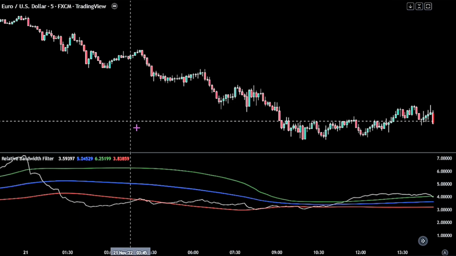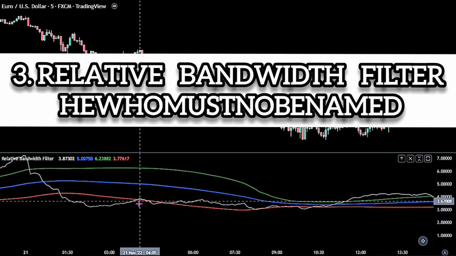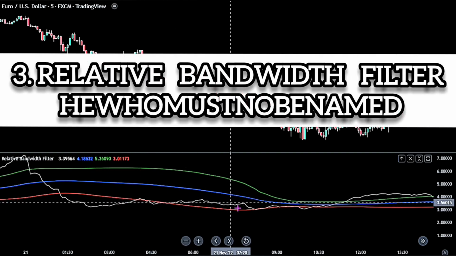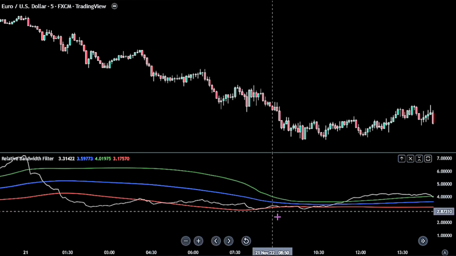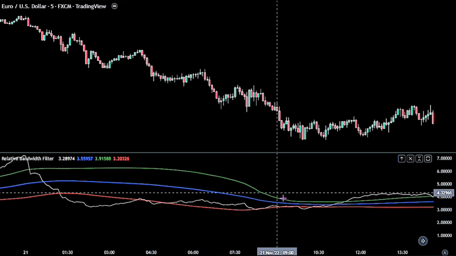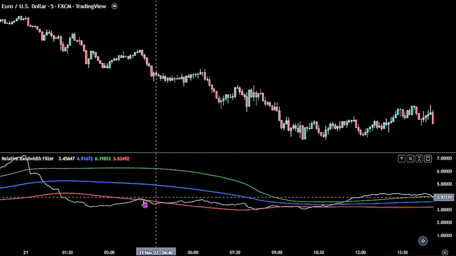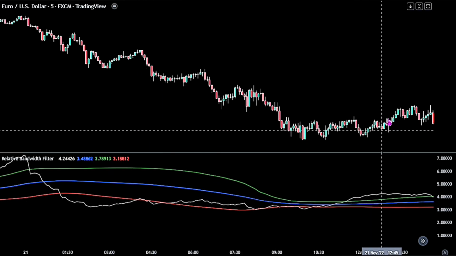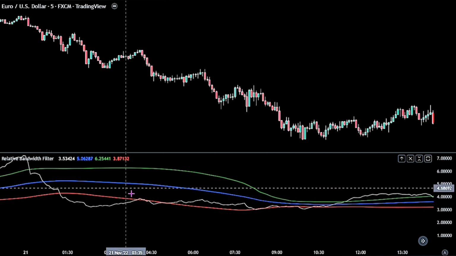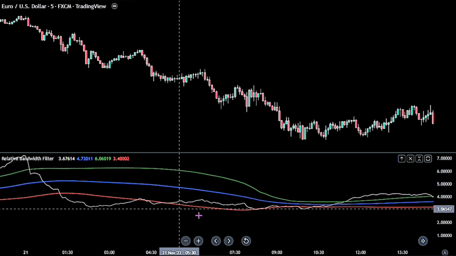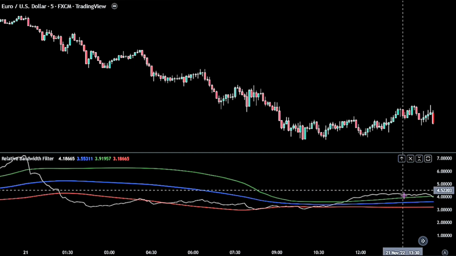The third on our list is the relative bandwidth filter. This is a very simple script which can be used as a measure to define your trading zones based on volatility. The script tries to identify the areas of low and high volume based on comparison between bandwidth of higher length and ATR of lower length. This can be used with your own strategy to filter out your non-trading zones based on volatility.